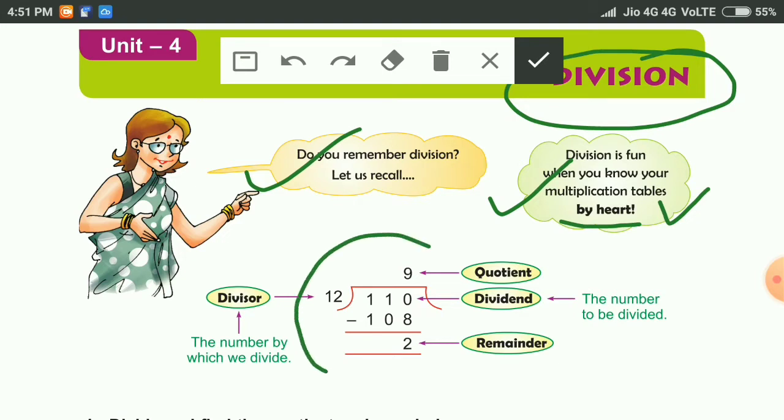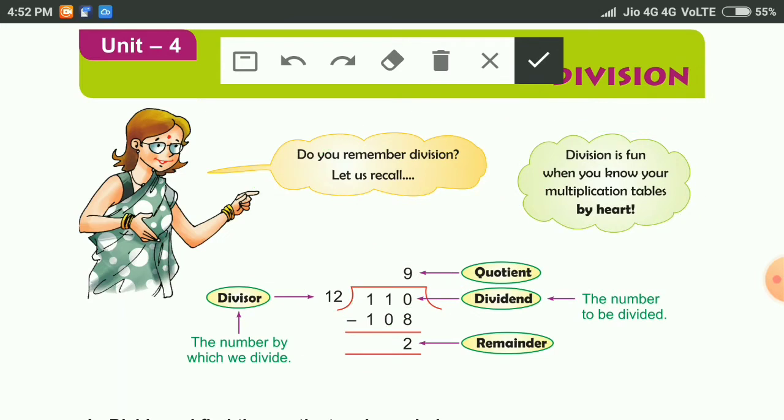This is an example of division. We divide 110 by 12. 12 9s are 108. We write here 8 and we subtract this number: 110 minus 108, and we get 2. After dividing these numbers, 9 is the quotient, 110 is the dividend and 2 is the remainder.